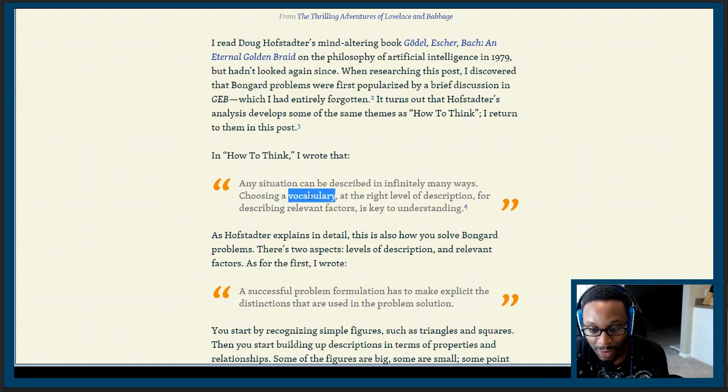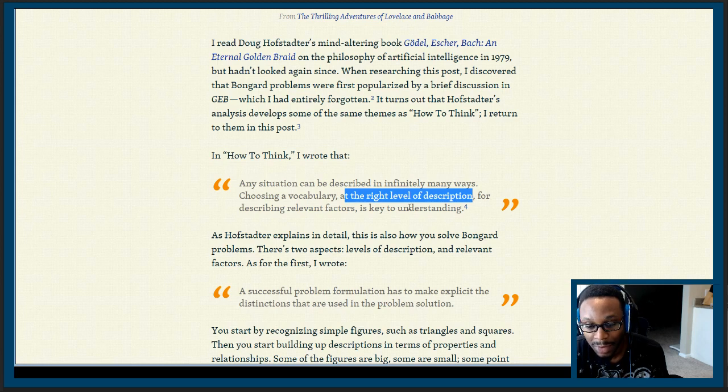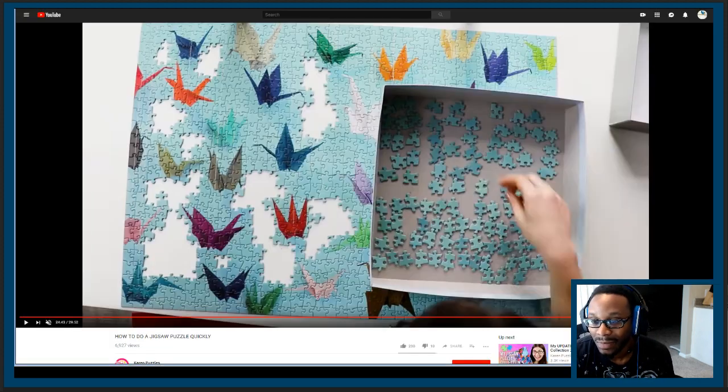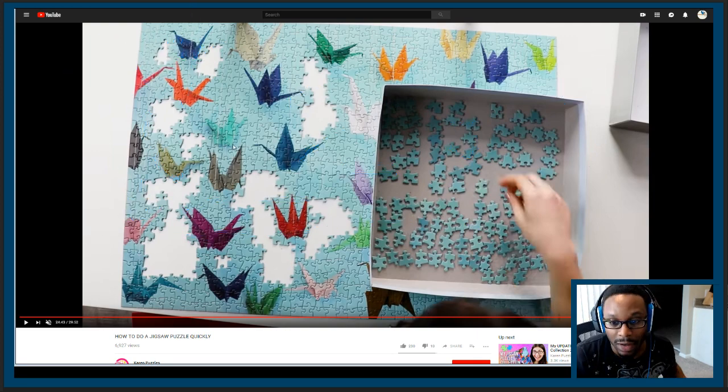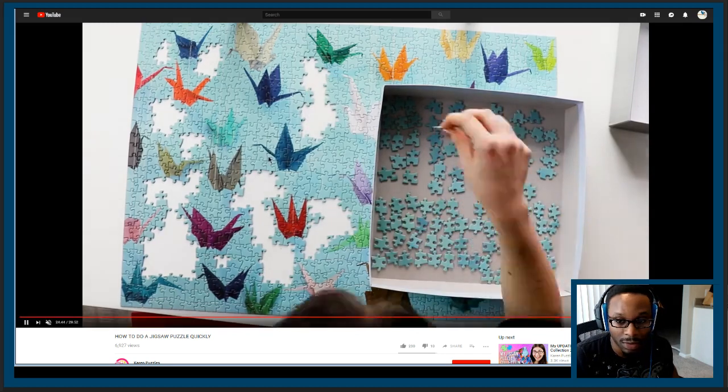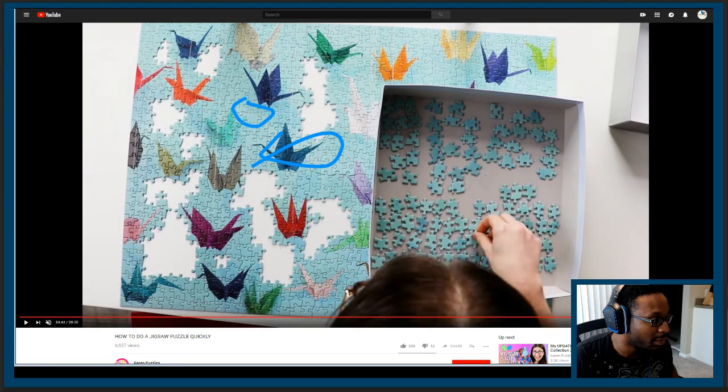So finding the right vocabulary based on observations or descriptions at the right level of description for describing relevant factors is a key. You've got to look at the things that are important and make descriptions at the right level, not just, to go back to the jigsaw puzzle, this piece is light blue, this piece is also kind of blue. It doesn't do any good if you're like, this piece is blue, and this piece is blue, and this is blue, they're all blue. This whole section is blue. That doesn't do you any good.